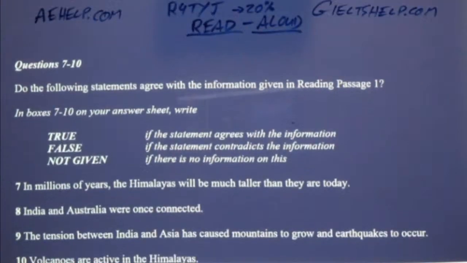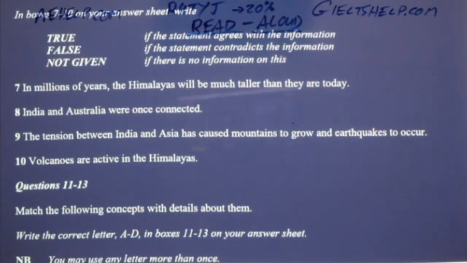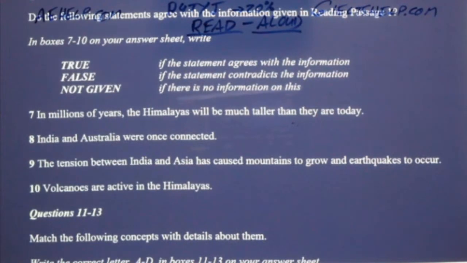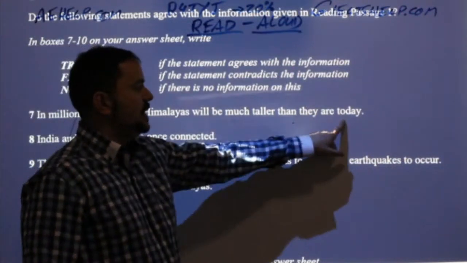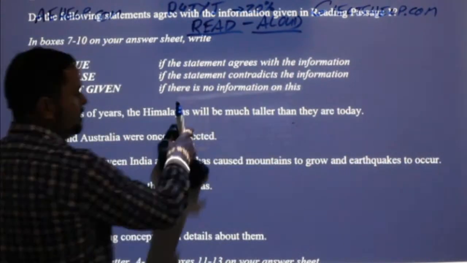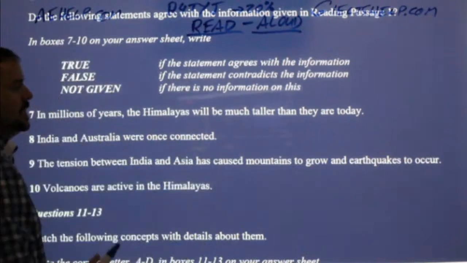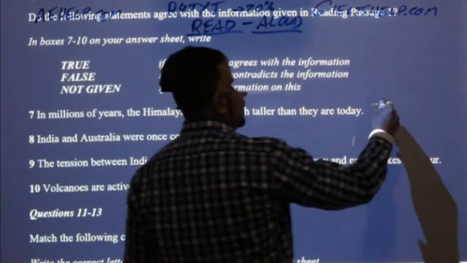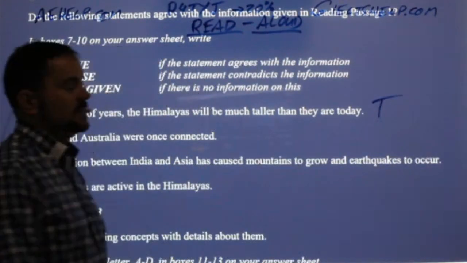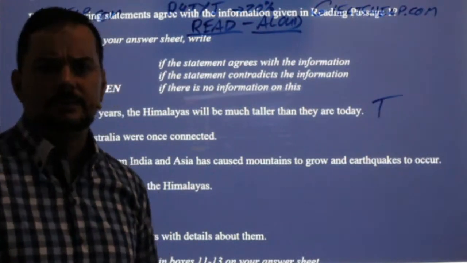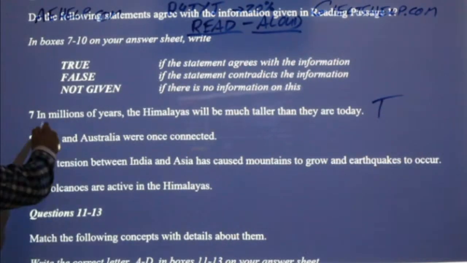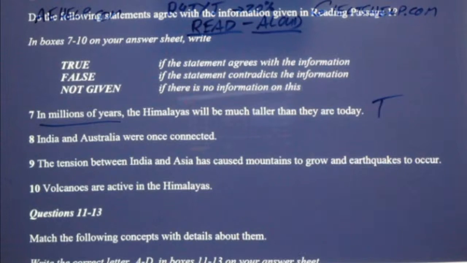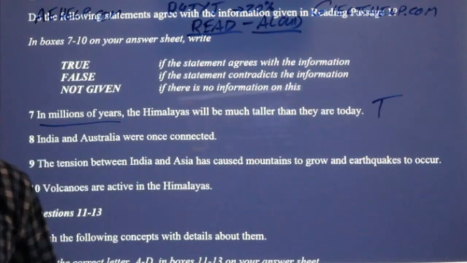Okay, good. True, false, not given. Here we go, nice and fast. In millions of years, the Himalayas will be much taller than they are today. Is that important for the passage? Yes, it is. Is it true? Yes, it is. Okay, very easy. It said that in 100 million years, they could be reaching into the clouds or something like that. So it said it's going a centimeter a year; a million centimeters will be 100 kilometers high, right?